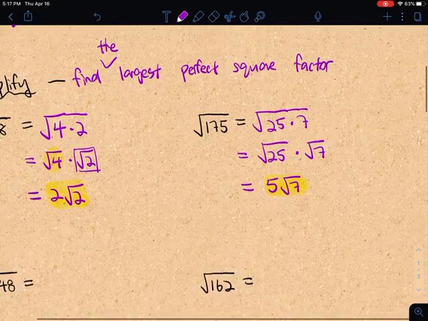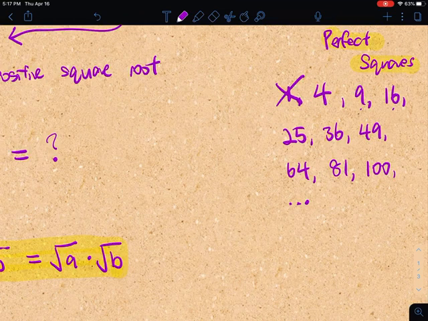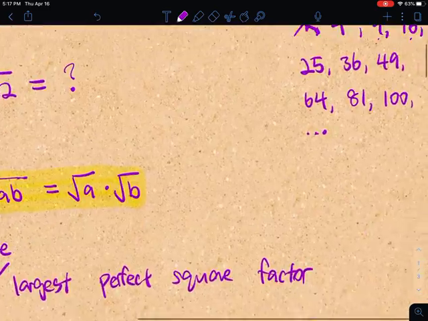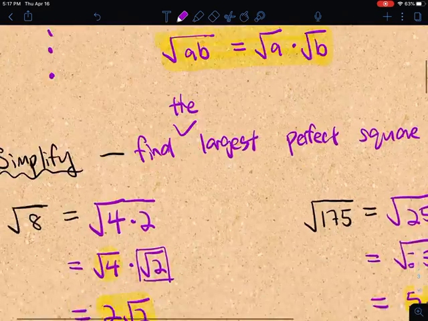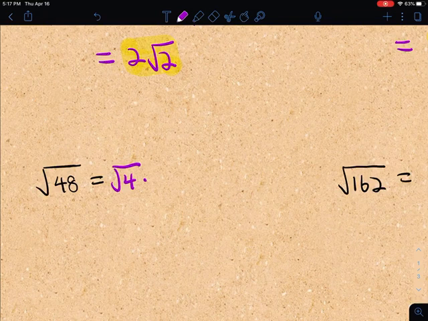Square root of 48. Once again, find the largest perfect square that can go into 48. Let's go back up to this list. 48 is a much smaller number, so that should be easier to find. Now, the largest one is actually going to be 16. But let's say you didn't use 16. Let's say you saw that 4 can go into 48, and you use 4 instead.